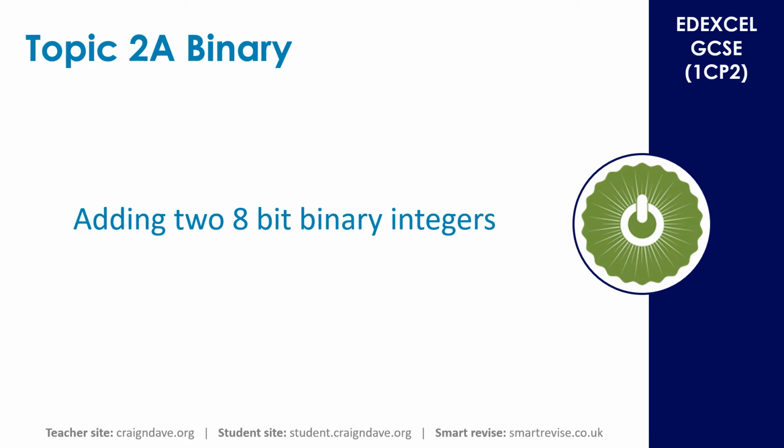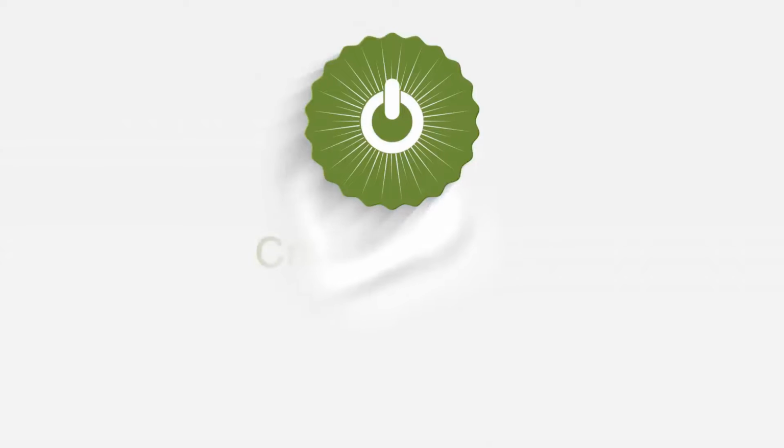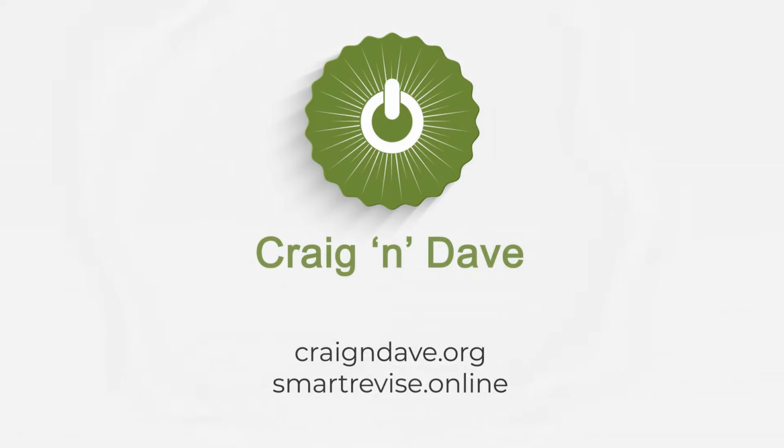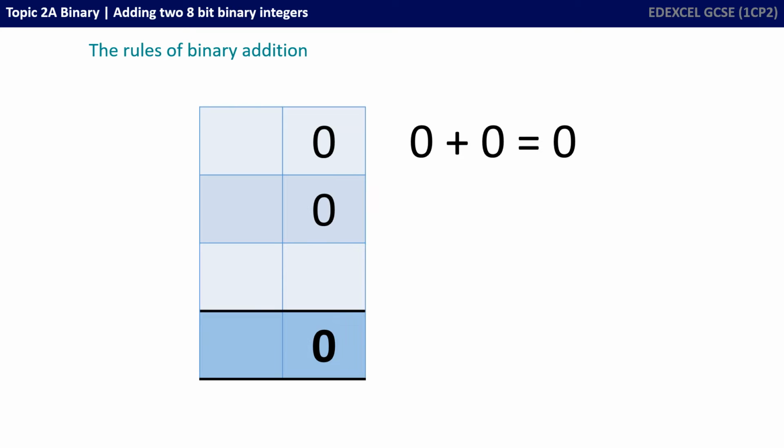In this video, we're going to look at how you add together two 8-bit binary integers. So before we work through some examples with you, let's just go over the basic rules for binary addition.